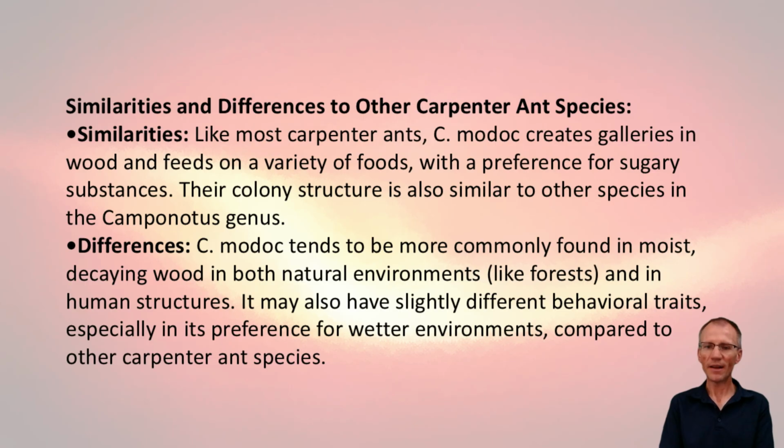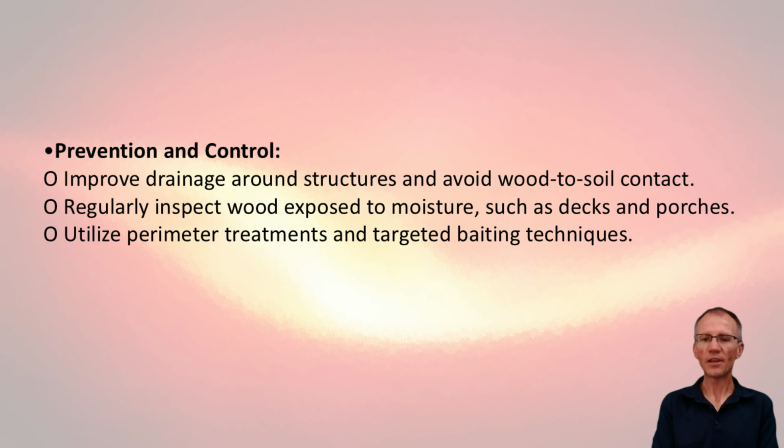Differences. C. modoc tends to be more commonly found in moist, decaying wood, in both natural environments, like forests, and in human structures. It may also have slightly different behavioral traits, especially in its preference for wetter environments compared to other carpenter ant species. Prevention and control.